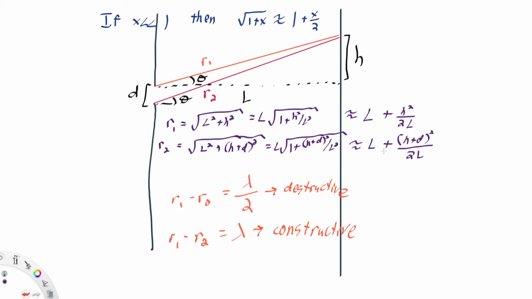Now we can subtract them, right? Subtract R2 minus R1. The L's cancel. The h squared term cancels, because when we expand this h plus d squared binomial, we get h squared plus 2hd plus d squared. And everything cancels except for the 2hd plus d squared.